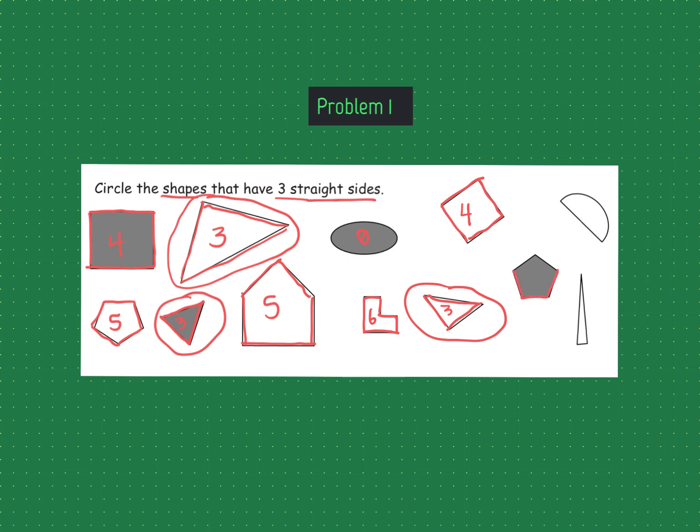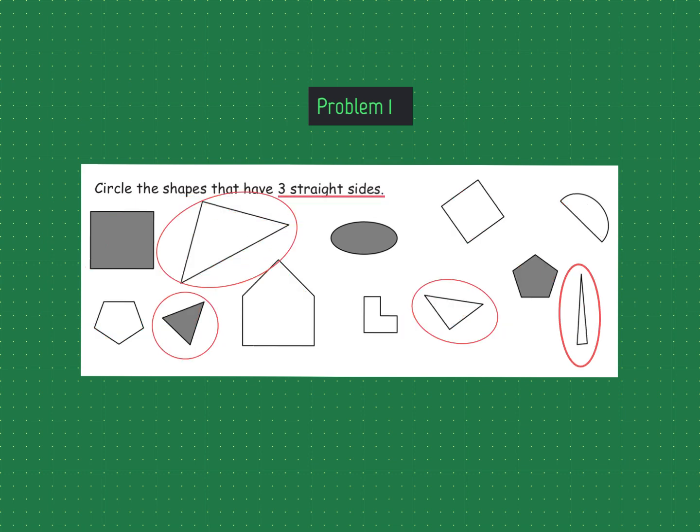1, 2, 3, 4, 5 straight sides. That's too many. Only 1 straight side there. That's too many. And then that's not enough. And then 1, 2, 3, which has enough, the perfect amount. So as we can see, those 4 shapes are the ones that have 3 straight sides. 1, 2, 3, 1, 2, 3, 1, 2, 3, and 1, 2, 3. And we can tell that those are all triangles.